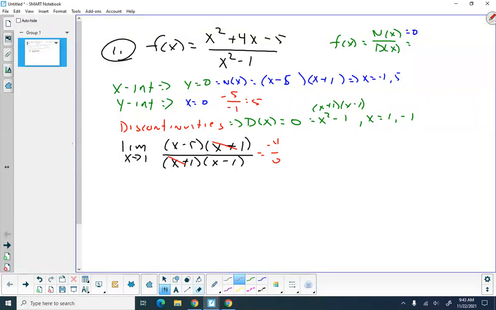So were we able to remove the discontinuity? No. So if we can't remove the discontinuity, your discontinuity is not removable. So what's going to occur there is you're going to get a vertical asymptote at that discontinuity. And we go through the exact same process as we approach -1.